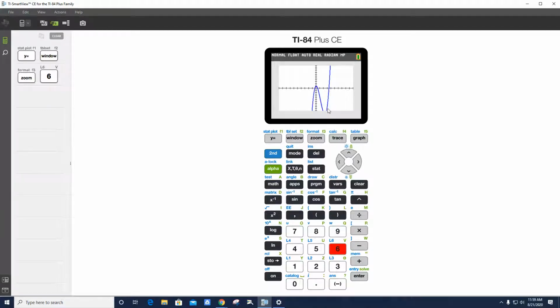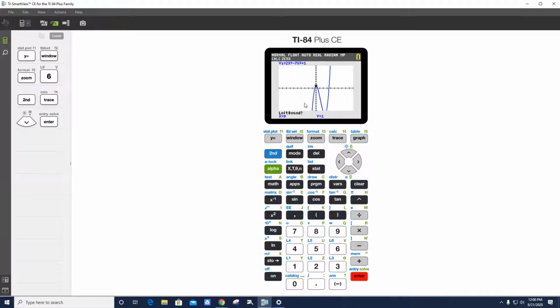If you wanted to zoom in a little bit more to make this a little closer, you could. I'll go ahead and just leave it at this window for now. Okay, what you're going to choose next is you're going to press the second button. You're going to go into this calculate menu, which is underneath the trace button, and you're going to want to choose option number 2 for zero. Keep in mind that is just a synonym for x-intercept.